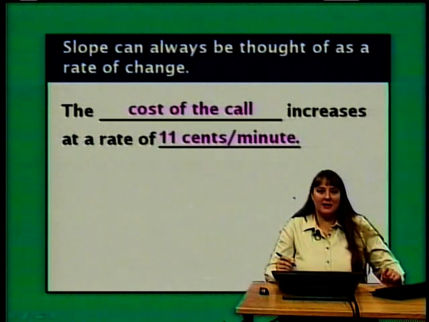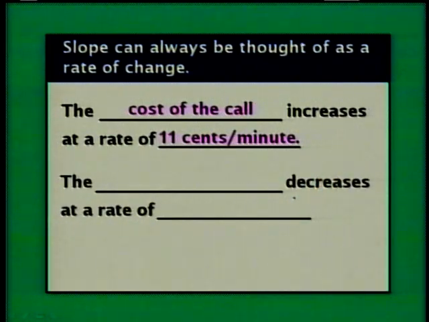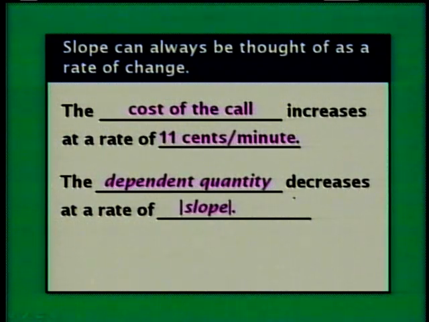Lines aren't always increasing, though. So when we think of a slope as a rate of change, we need a couple of different scenarios. Our second one, for decreasing, we can say the blank, again, decreases at a rate of blank. In our first blank, we're going to put the dependent quantity. The second blank, we need to be a little bit more careful. We actually need to take the absolute value of the slope. When we have a line that decreases, the slope is going to be negative. But when we interpret the slope, we need to look at the absolute value of the slope.